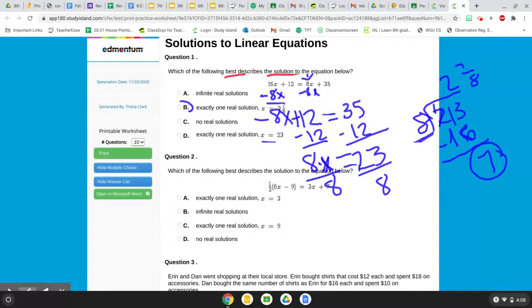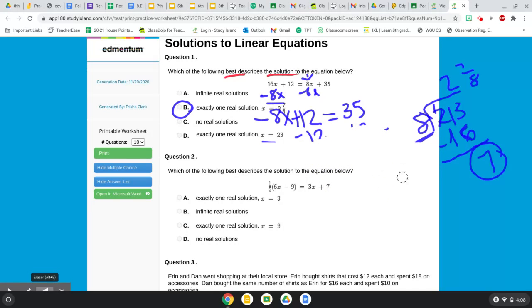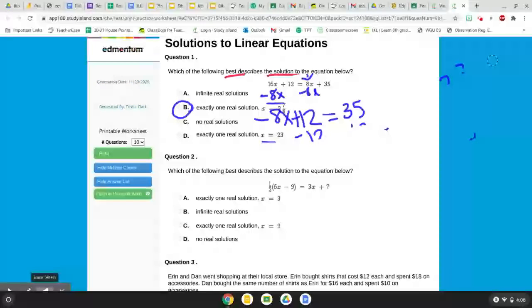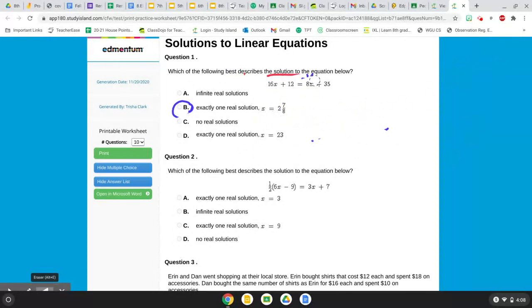So I know this has exactly one solution, but I already knew that. Now I confirmed that with the actual solution it gave me. All right, we're going to look at the next one since it has a fraction. I know sometimes that freaks you guys out, but you know how to work with fractions. You will be totally fine. All right, good enough. Moving on to number 2.